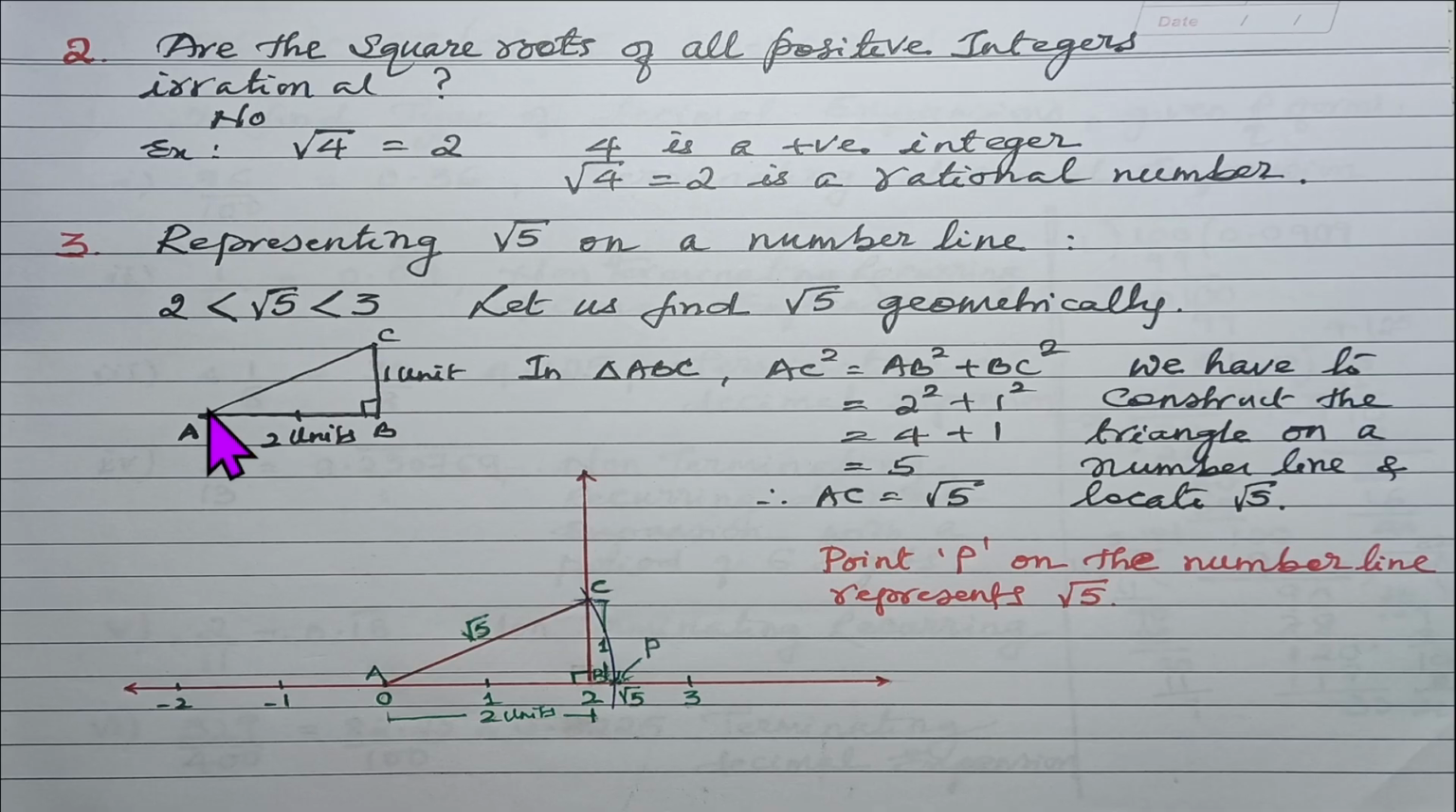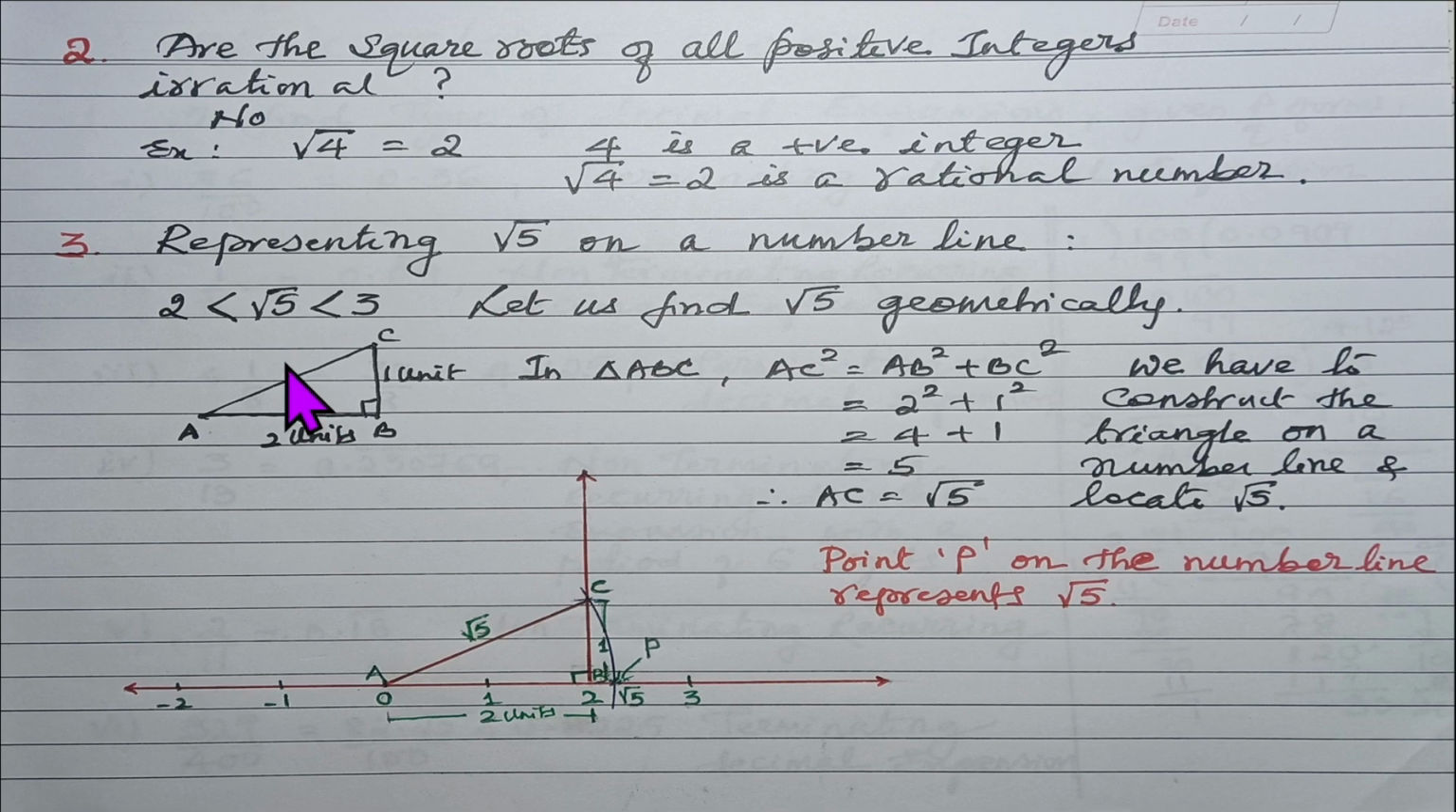of root 5. For that we have to construct a triangle with the base AB as 2 units and the perpendicular of 1 unit. So when I make a triangle ABC here, applying the Pythagoras theorem, AC square is equal to AB square plus BC square, and therefore it is 2 square plus 1 square, and that is 4 plus 1, that is 5. Therefore AC becomes root 5. So now I can measure AC and get the value of root 5.